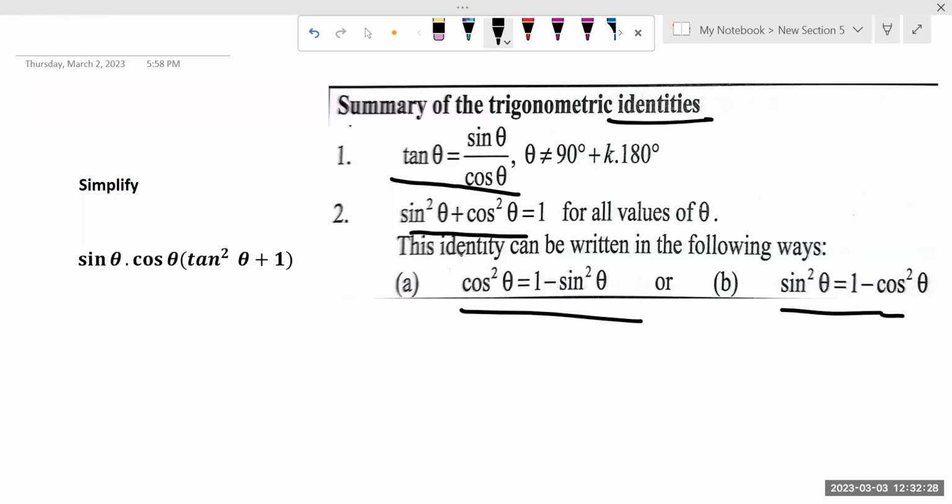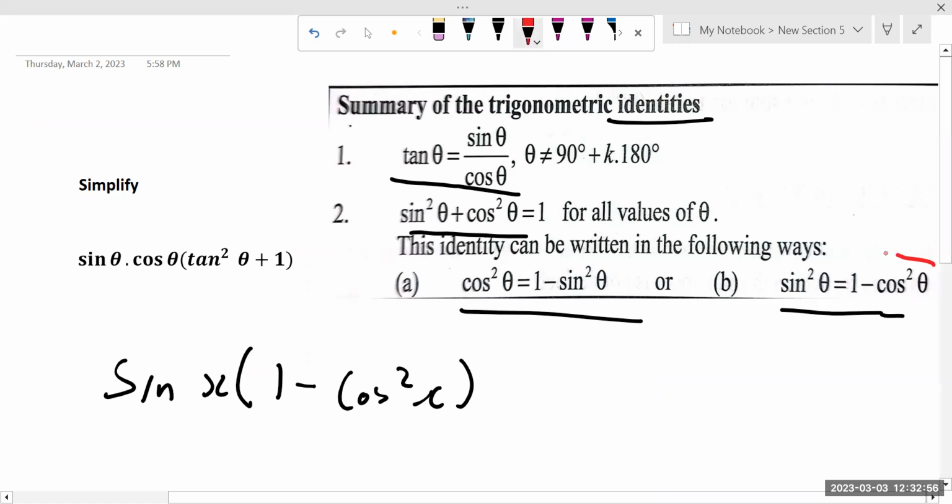For example, if you had something like this, you have sine x, and then 1 minus cos squared x. Starting inside the bracket, let me check my bracket. Is there any of the identities that looks like something inside my bracket? Do we have anything like that in our identities? We do have that, and it's this part here. So that's where I'm going to start.